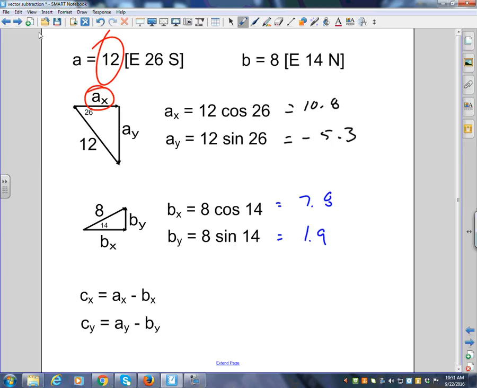Okay, so what do I do? So this Cx is going to be what? The Ax, 10.8. Why subtract? Vector subtraction. Ay minus 5.3, subtract 1.9. That's 3.0.